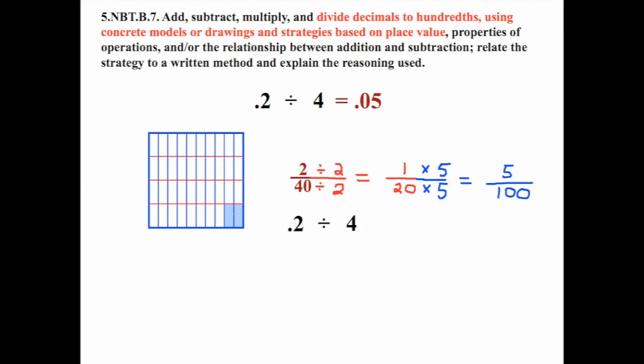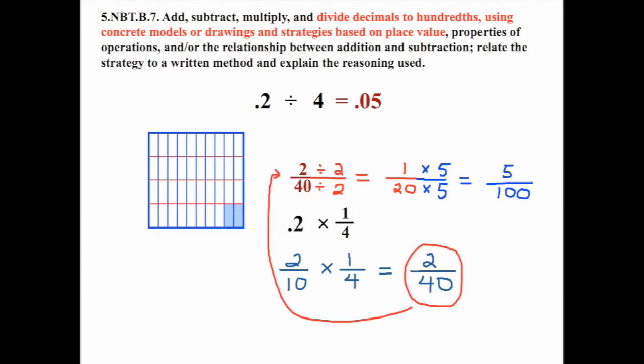Let's take another approach. Let's take our 2/10 divided by 4 and change it to multiplying by the reciprocal, which would be 1/4. We're using our properties of operations here. But let's go ahead now and just deal with fractions. So we'd have 2/10 times 1/4, which is 2/40, which puts us back where we were earlier, and we would finish it off using the same process.